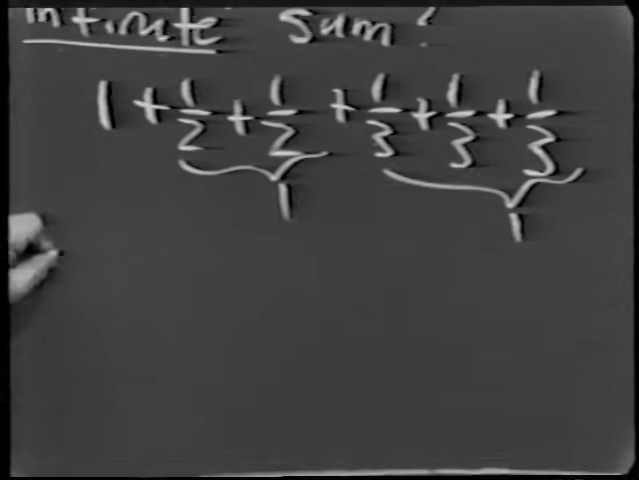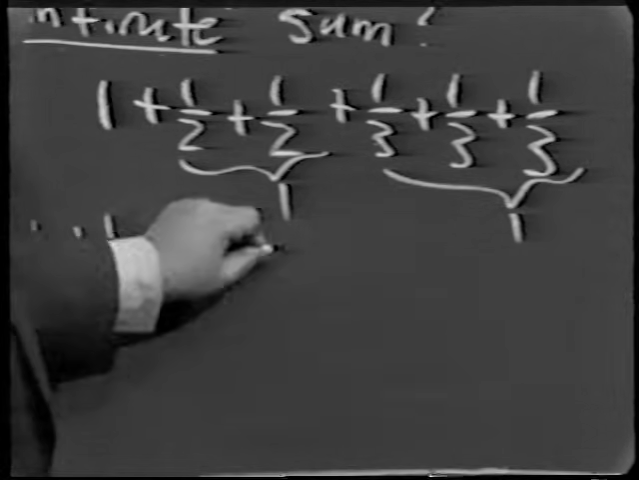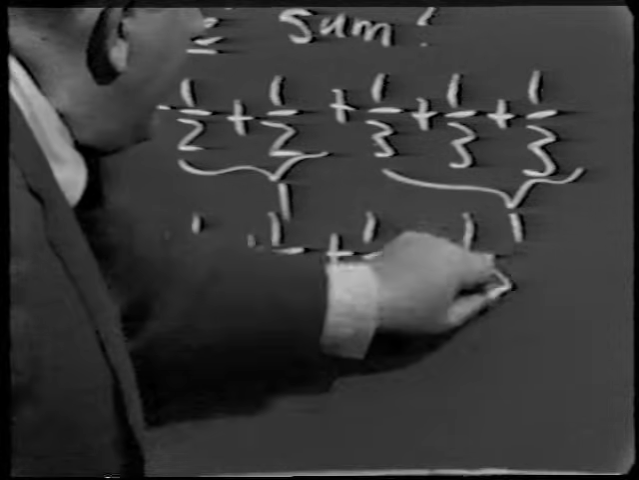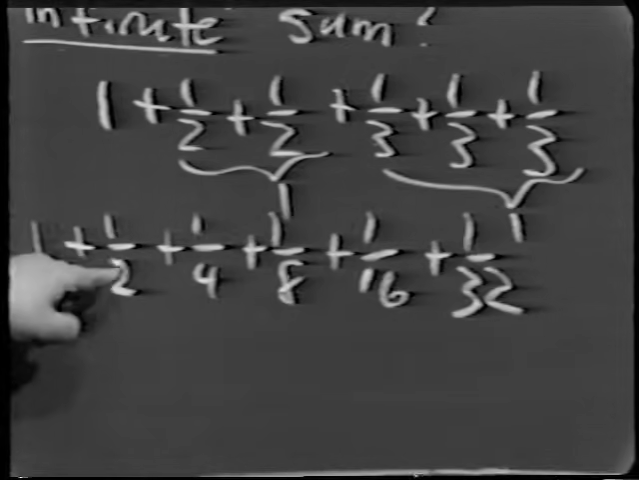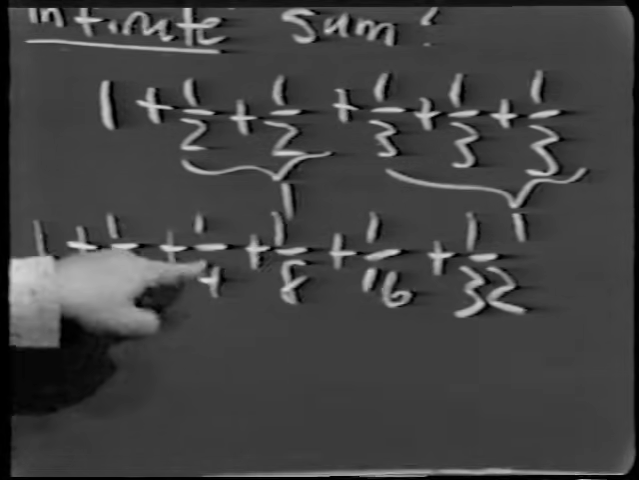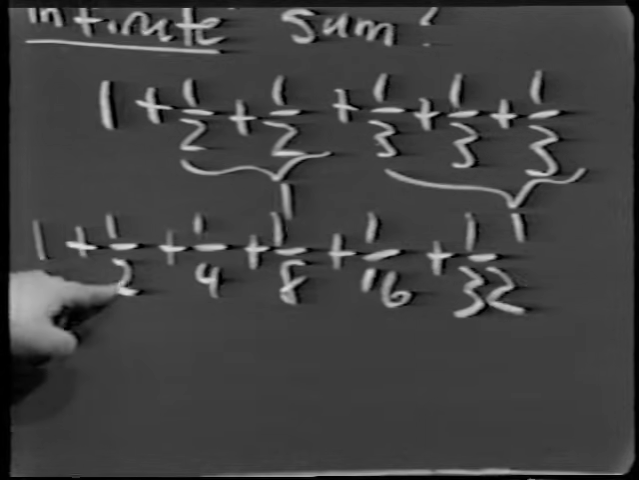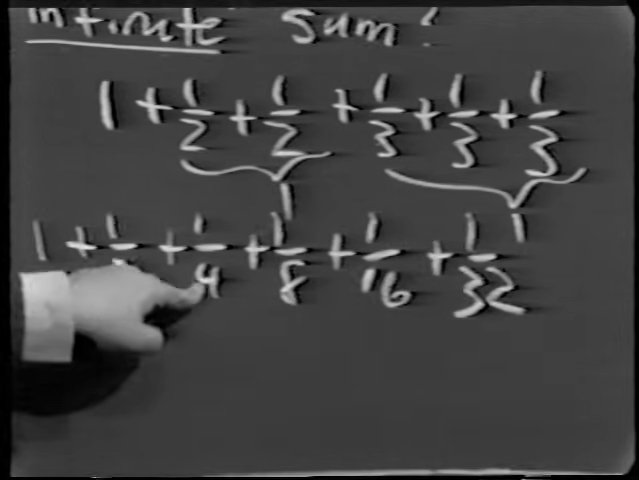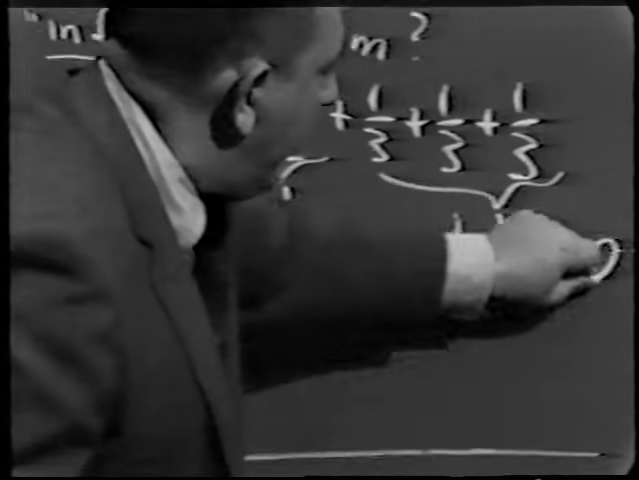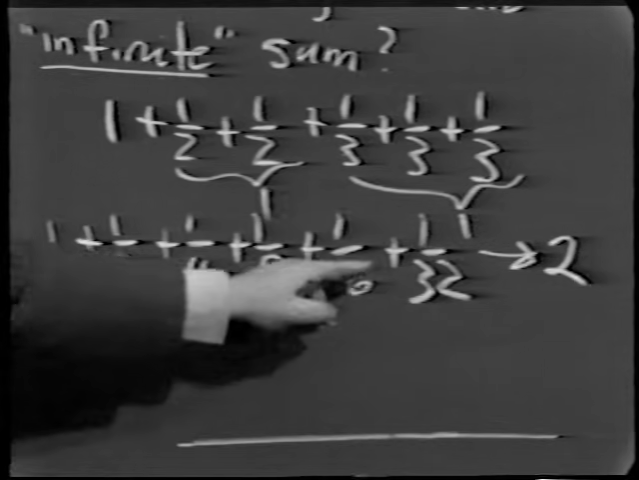On the other hand, let's look at this one. 1 plus a half plus a quarter plus an eighth plus a 16th plus a 32nd. In other words, I start with 1 and each time add on half the previous number. See, 1 plus a half plus a quarter plus an eighth. You may remember this as being the geometric series whose ratio is 1/2. The interesting thing is that now this sum gets as close to 2 as you want without ever getting there.